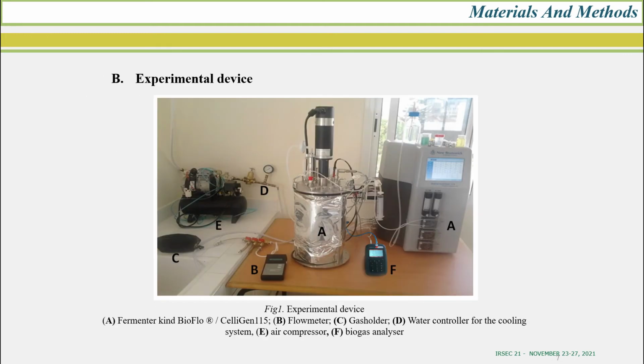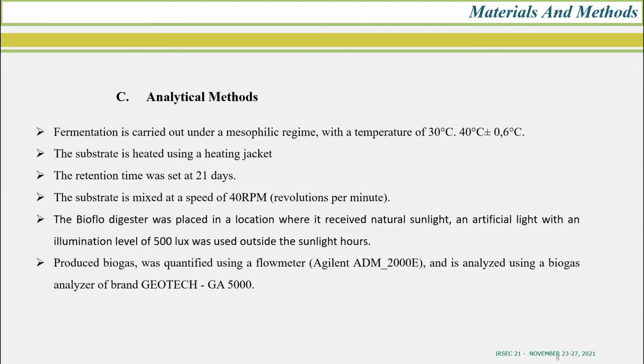For the experimental device, we used the BioFlow Sillogen 115 type. It's a fermenter with a capacity of 14 liters and a useful volume of 10 liters. The experimental device is equipped with a flow meter and a biogas analyzer. Fermentation was carried out under a mesophilic regime with a temperature of 14 degrees Celsius, with a retention time of 21 days and a stirring intensity of 14 revolutions per minute.